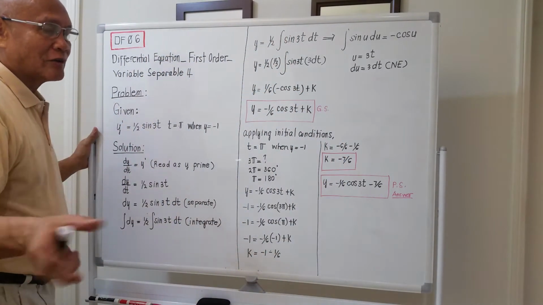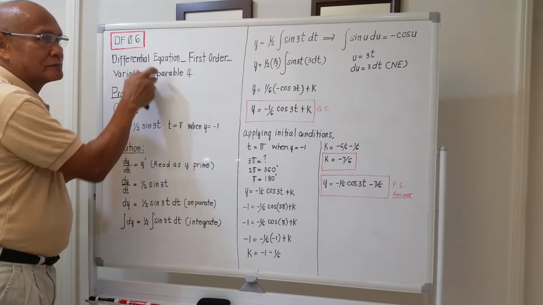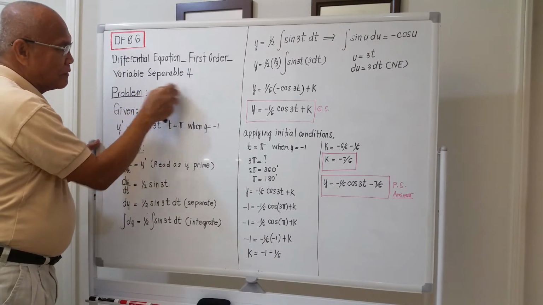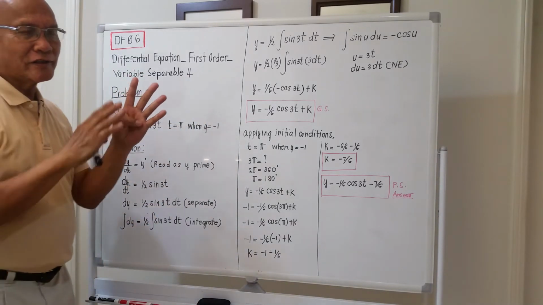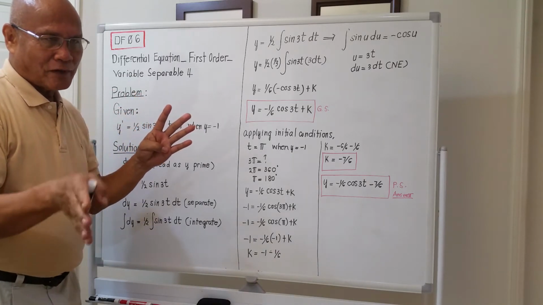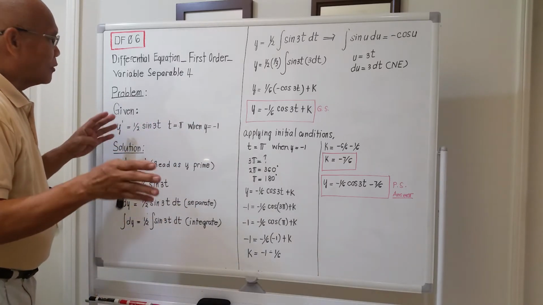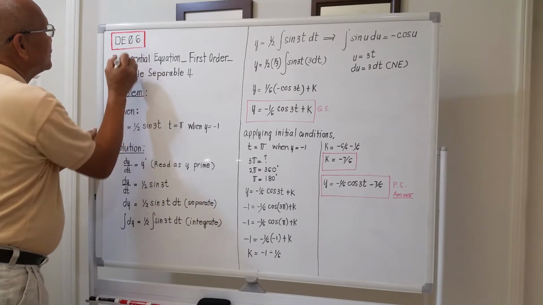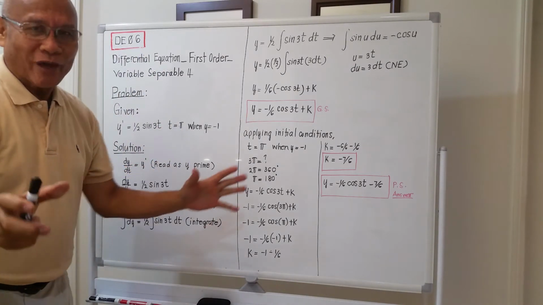My topic this afternoon on my channel under the course differential equation, still on the first order, variable separable, it should be problem number 4. Another example problem. I've given you already the fourth problem, so this will be the fourth problem under variable separable. It's another problem. So this is actually lecture DE06. We are running smooth and we are running hot.